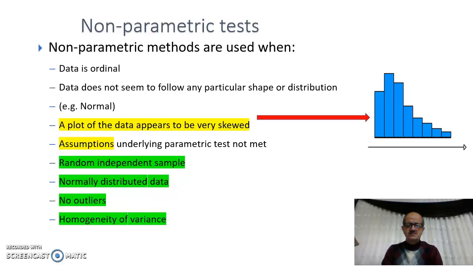What are the assumptions that are needed to conduct parametric tests? They are random independent samples, normally distributed data, no outliers, and homogeneity of variance. If these conditions or assumptions are not met, we then shift to the non-parametric tests.